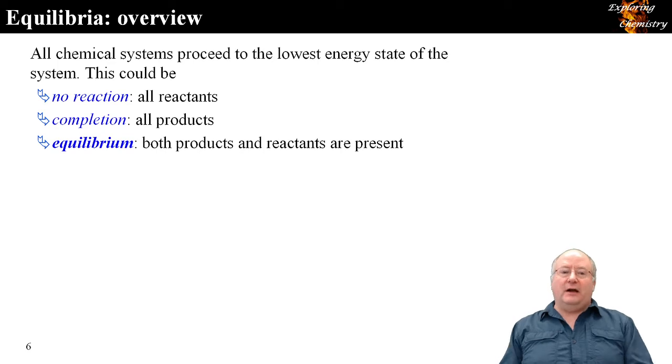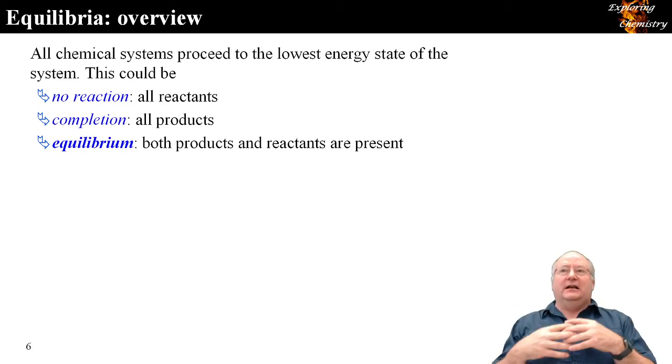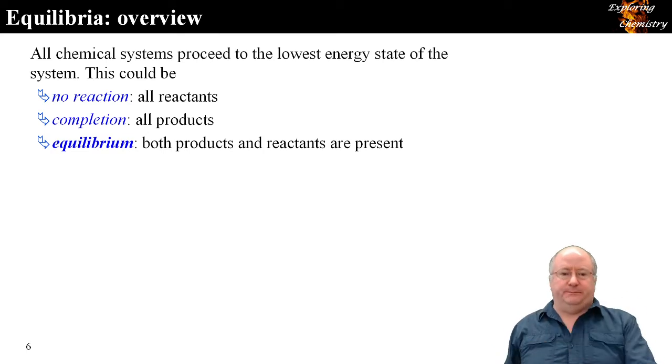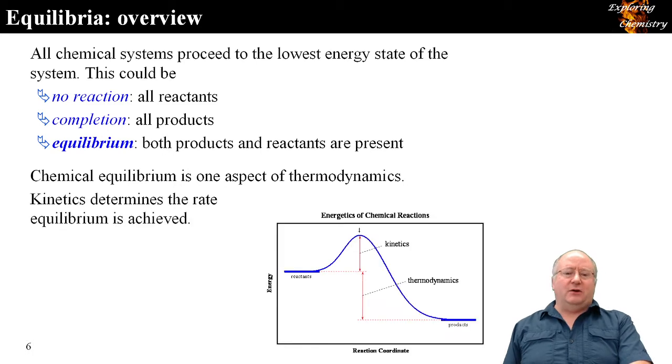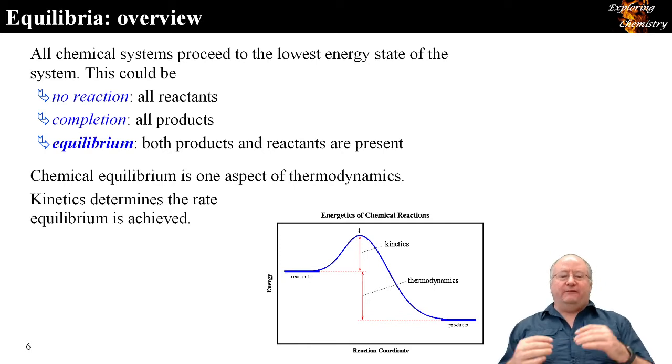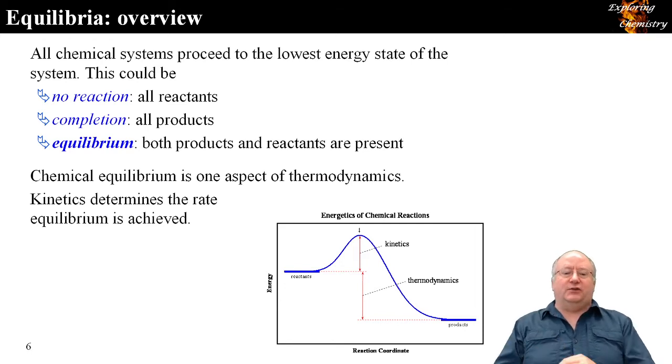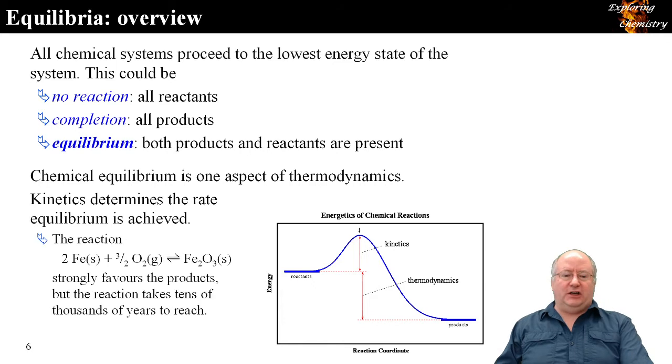The third one, which is of course of interest in this module, is that of equilibria, where the lowest energy state has both reactants and products present in some proportion. And that is the concept of equilibria. I mentioned that chemical equilibria is one aspect of thermodynamics, and the only thing that matters for equilibria is the difference in energy between the reactants and products. Kinetics determines the rate at which equilibrium is achieved.